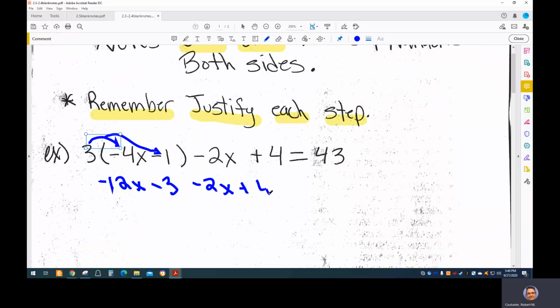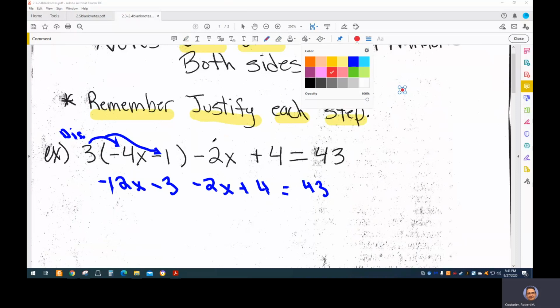Notice, what was the very first thing we did? We distributed. I'm going to just abbreviate this. And next we are going to combine like terms. So again, switch colors. You have the ability to do that. Our next step is going to be combining like terms.